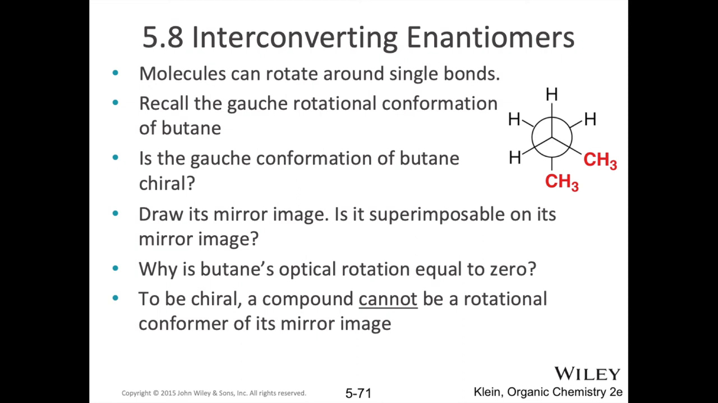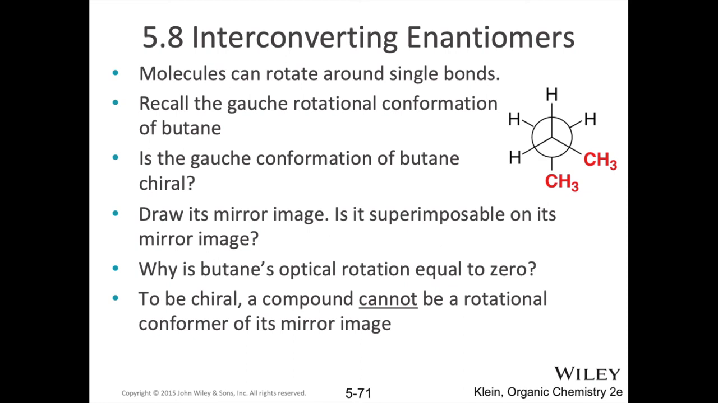So back in the chapter where we learned about rotational conformers, where you could rotate around a carbon-carbon bond to get different versions of the same molecule, we saw that we can get different torsional angles. We could get gauche or anti interactions. We could have our groups staggered or eclipsed. Well, let's look at this gauche conformation that we have drawn for butane here.